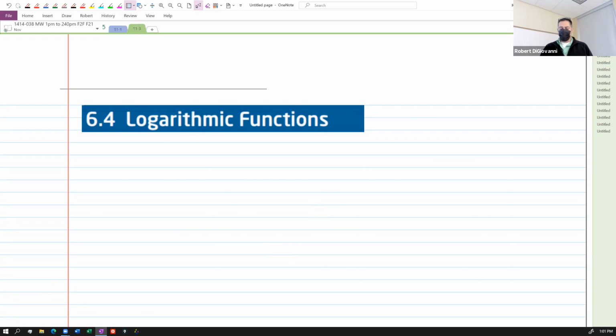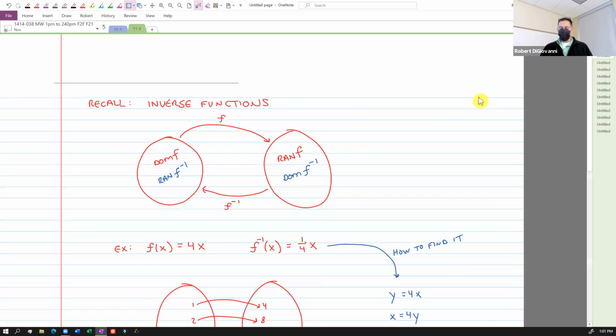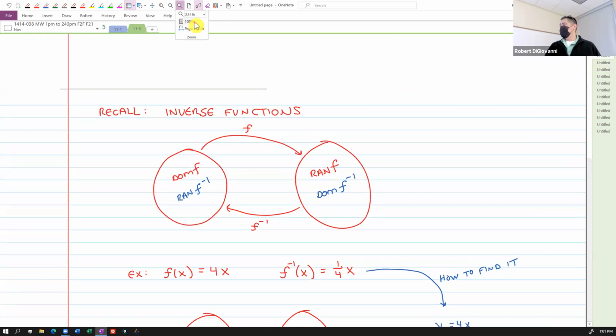reminding you about what we talked about a few classes ago, and that is inverse functions, right? So the general idea of an inverse function is that if you start with a function f, do you remember what the conditions were on f in order to have an inverse? It has to pass the vertical and horizontal line test, right? So it had to be 1-to-1.